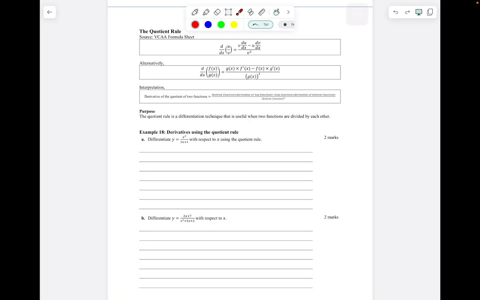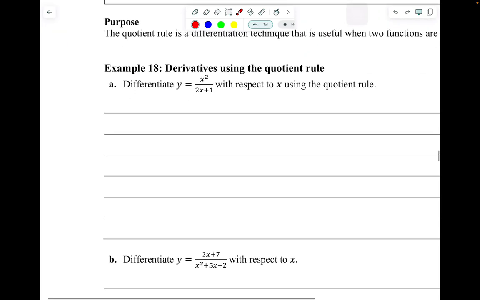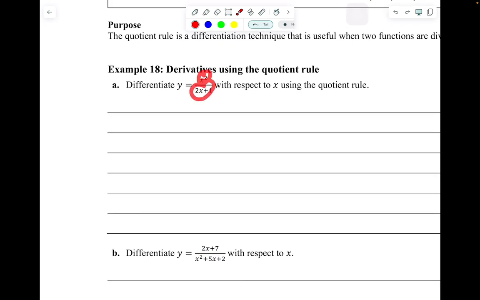Hello there. In this video, I'll be going through the quotient rule. The quotient rule is a differentiation technique that is useful when two functions are divided by each other. A key characteristic that you would like to find in the questions is when there is one function over the other. As you can see in our little examples over here, there is one function at the top and there is one function at the bottom.